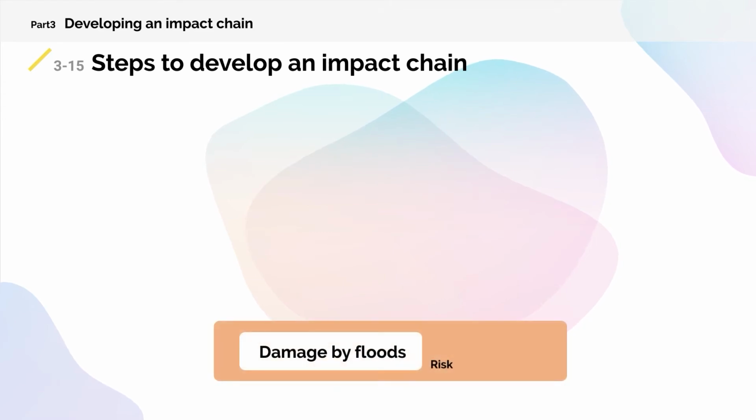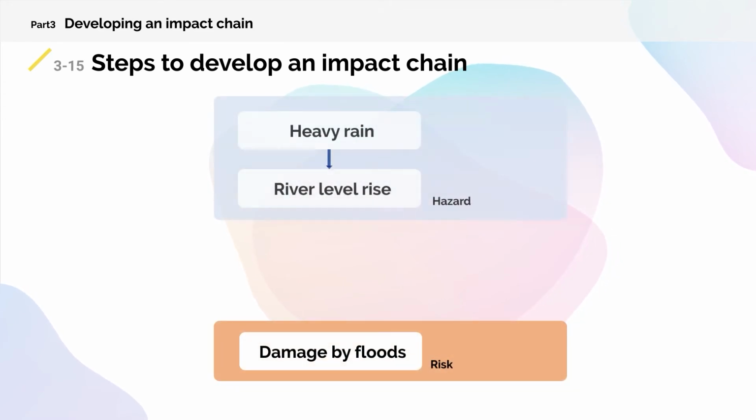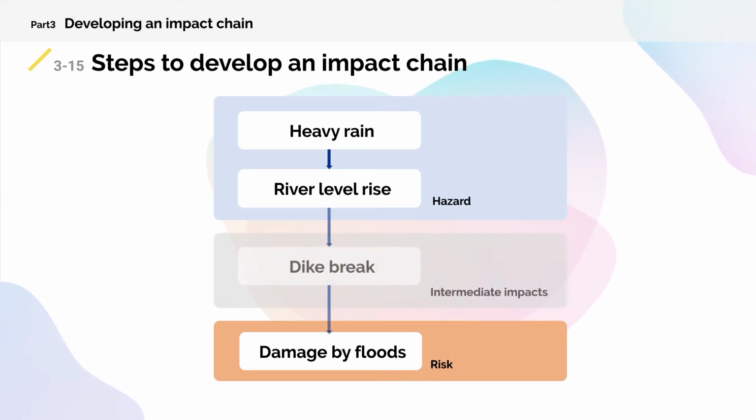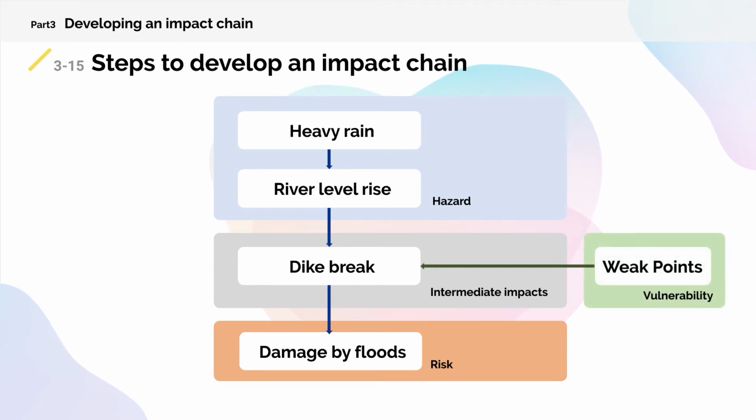First, decide your risk of interest. In this case example, we will choose flooding. Next, identify relevant hazards and then their effects. When it rains heavily, the river level rises and damaging floods occur. Next, identify vulnerability. Some dikes may have been breached in the past. This may be considered a vulnerability.